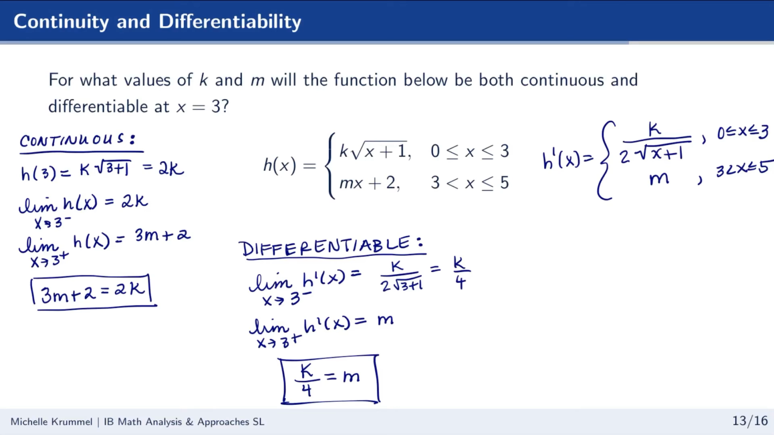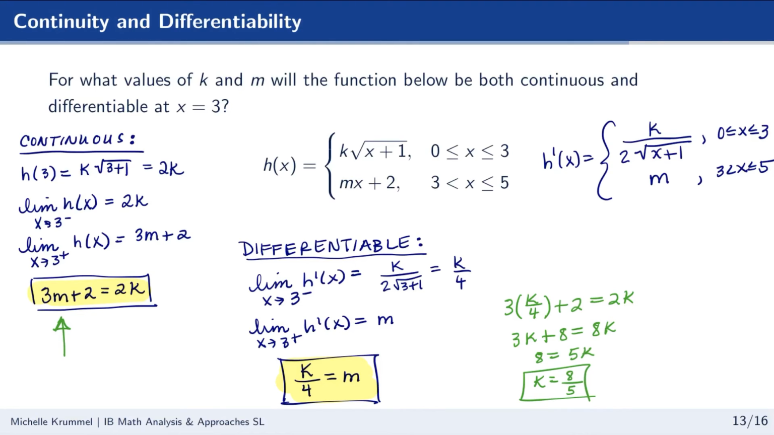So now I have a system of equations that I can solve, and I'm going to solve this system of equations using substitution. I know that m equals k over 4, so I'm going to substitute that in for the m over here. So 3 times k over 4 plus 2 equals 2 times k. Let's multiply both sides by 4. We get 3k plus 8 equals 8k. Subtract 3k, we get 8 equals 5k. So k equals 8 over 5, or 16 over 10, which would be 1.6.